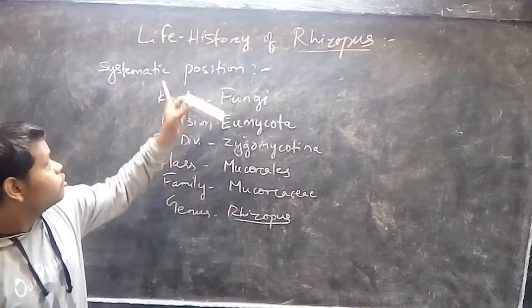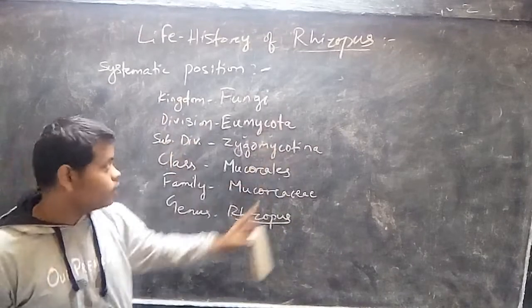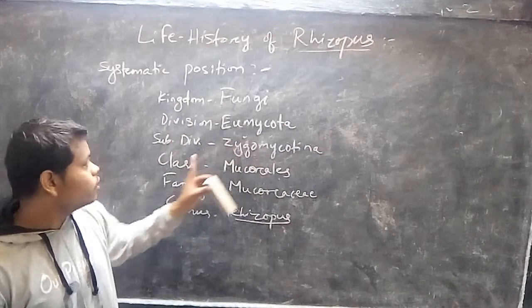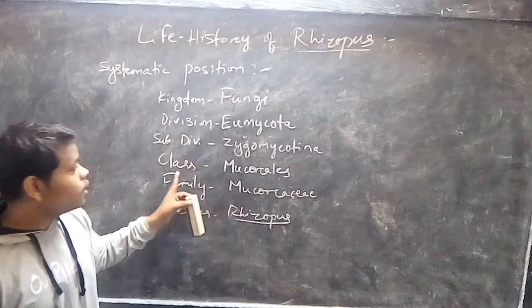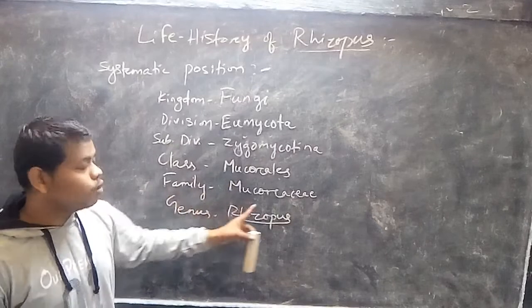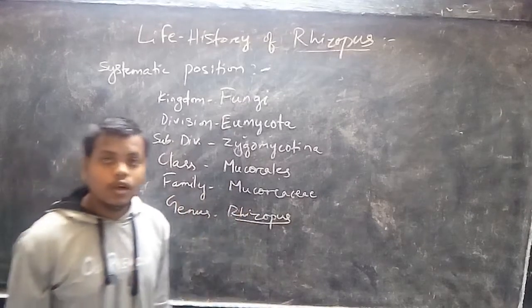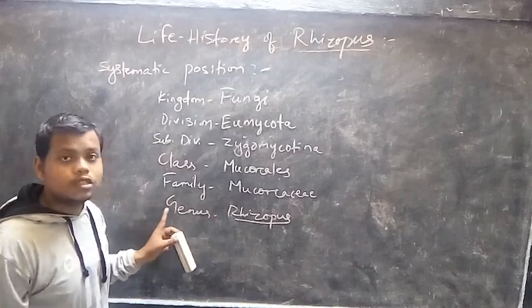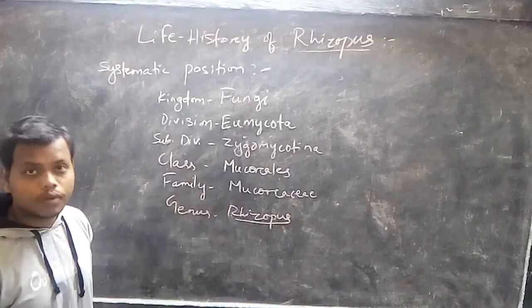Okay, so this is the systematic position of the fungus Rhizopus. It is included in the kingdom Fungi, division Eumycota, subdivision Zygomycotina, class Zygomycetes, order Mucorales, family Mucoraceae, and genus Rhizopus. So this is the latest modern systematic position of Rhizopus.